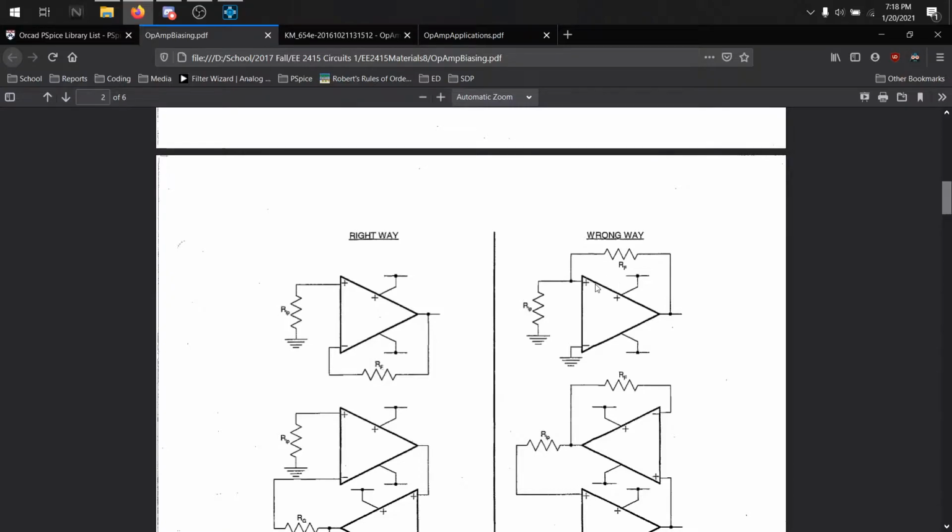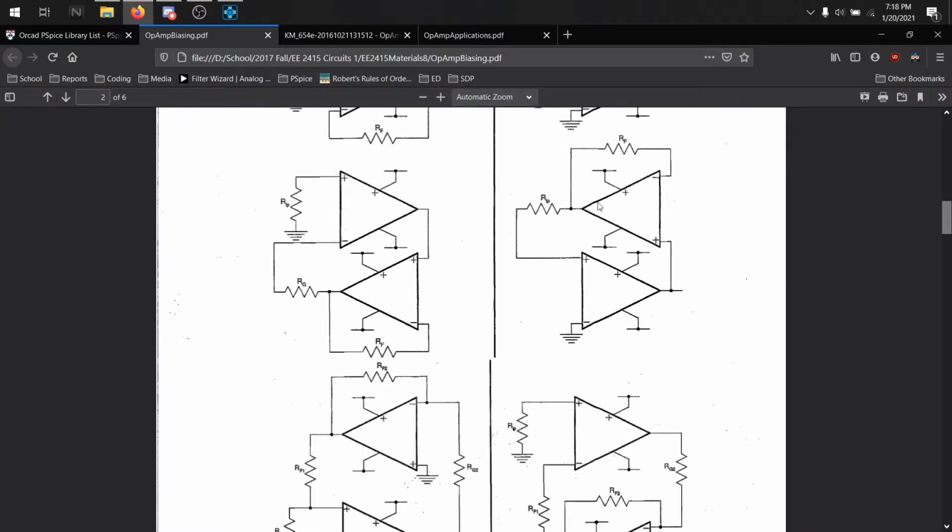This way here, your output is going to your positive side and being added to your input. It's going to keep being added and keep being added while nothing's being subtracted. And so it'll hit the rails and just not work at all. It'll be a worthless op amp. I'm not going into these.